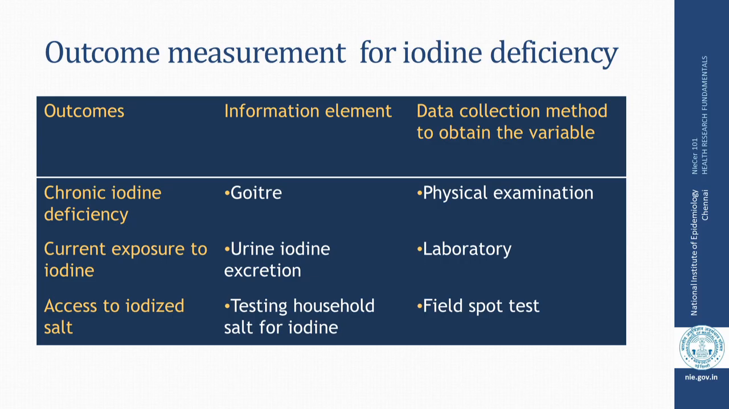But sometimes it also becomes important to go one step behind and find out what are the dietary patterns. Is there an adequate iodine being provided through the diet? And so what one would want to do is to test the household salt for iodine, and this would involve some kind of a field level spot tests which are done to figure out whether the salt which is consumed in the various households actually has enough iodine in it.